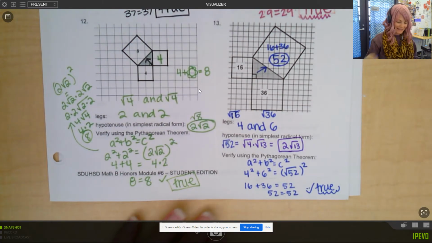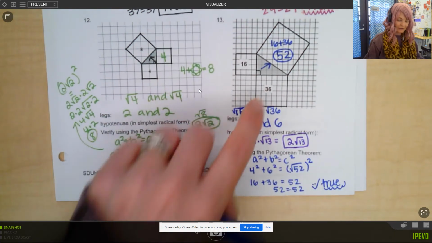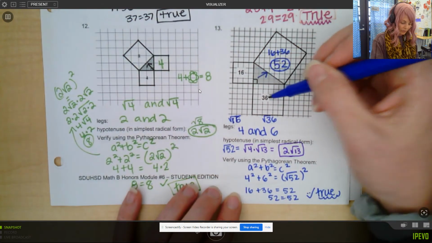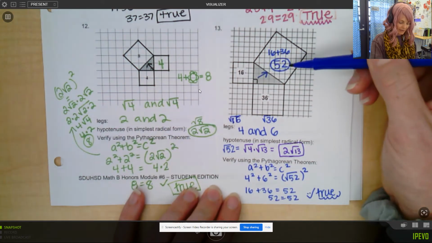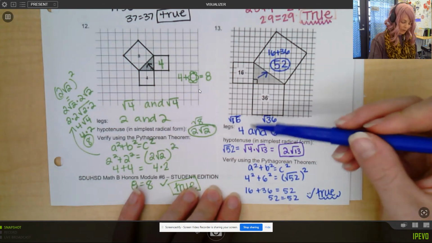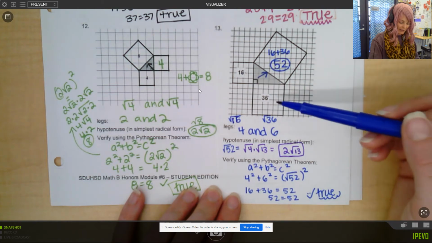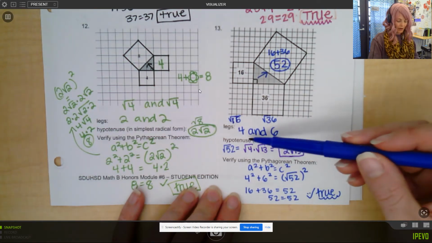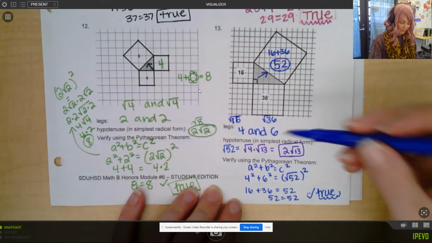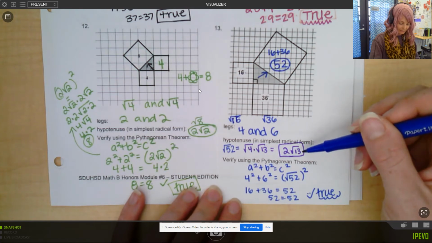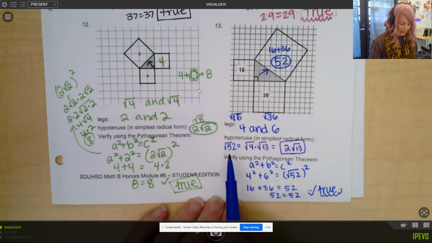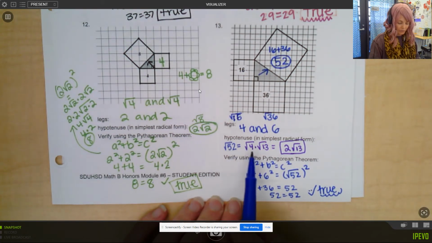And on 13 here, we had 2 leg squares given to us. So 16 plus 36 is 52. So our legs are 4 and 6, square root of 16 and square root of 36. Our hypotenuse in simplest radical form is 2 square root 13. So from here, remember 52 is 4 times 13, square root of 4 is 2.